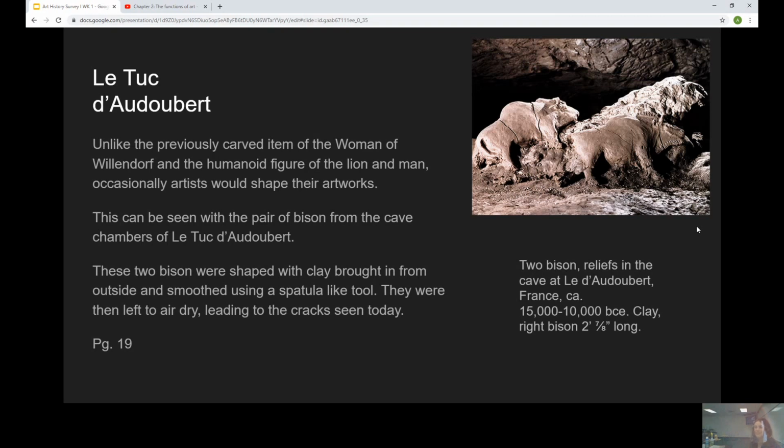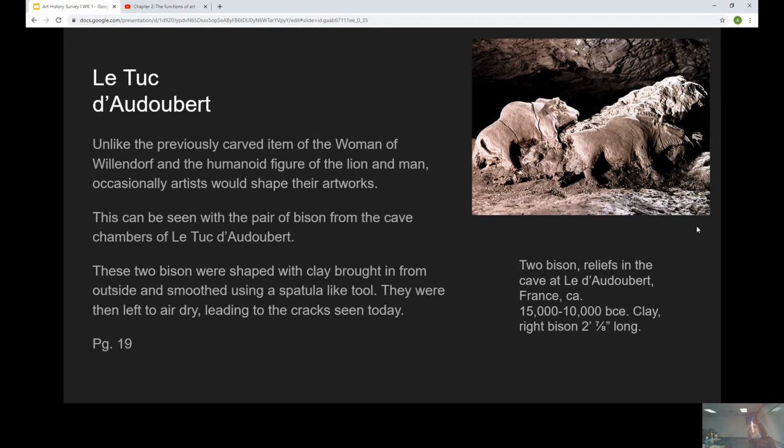This is not a figure in the round like the two previous sculptures we've looked at. This is a high relief. It is attached to a background. The background is the cave floor. So the artist took big lumps of clay from outside and put it onto the floor and then shaped the clay with a smooth spatula or object into these two bison. They are very easy to understand as bison. Pretty easy to read.